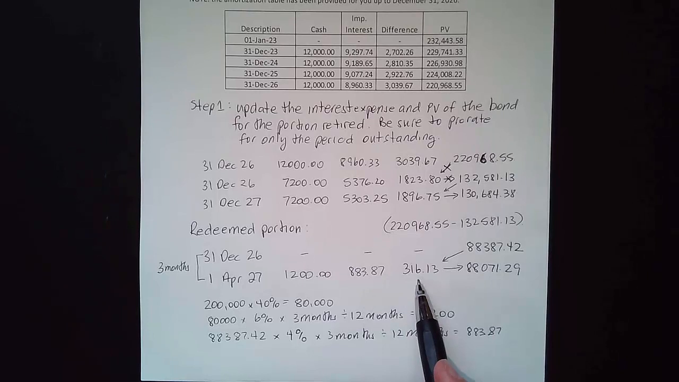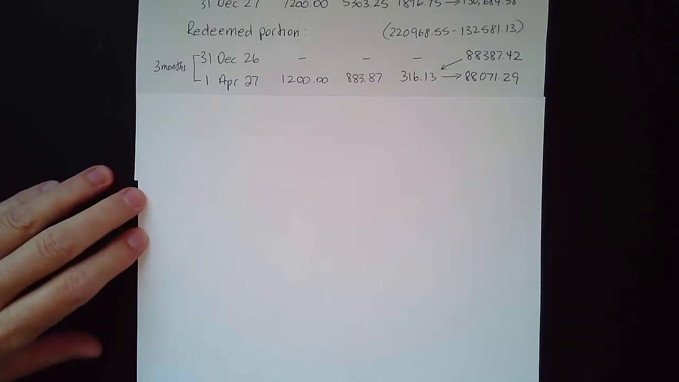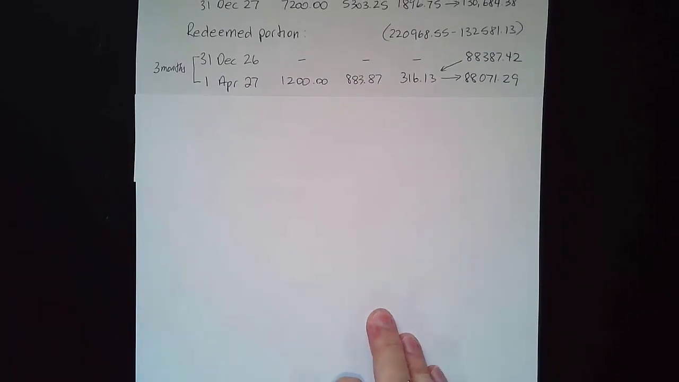$883.87, and the difference is the amount of the amortization between December 31st, 2026, from the $88,387.42 to the current point, April 1st, 2027, to bring it down to $88,071.29. This is the amount of the bond that will disappear. We're going to make an entry to recognize this. And I'm going to do that on a new page. I've got my amortization schedule right here, so I have a reference to do my entry.